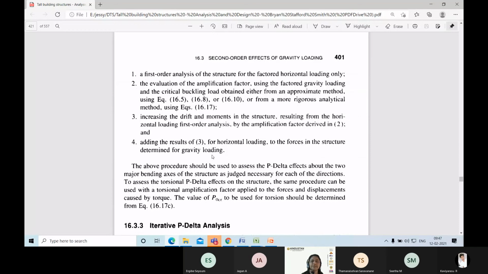results, that is, the ones that you have done with the gravity loading. Okay. So this entire procedure has to be done if the P delta effect is taken into consideration. Okay. So that is what is mentioned.